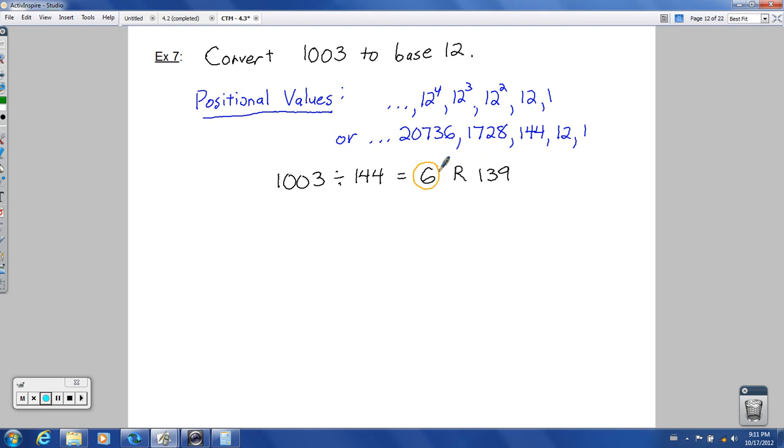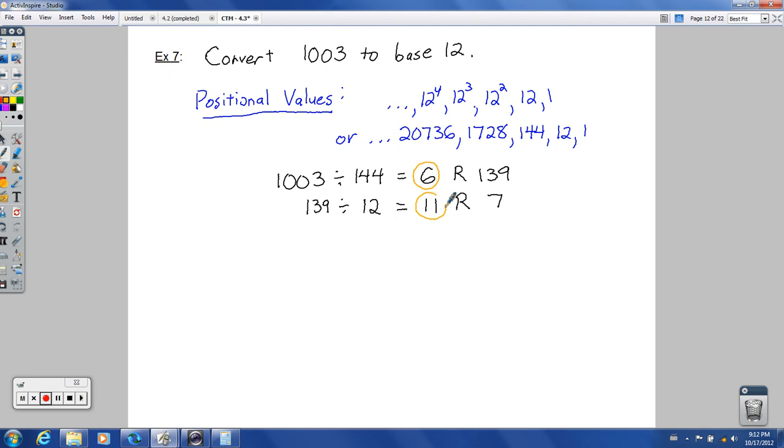I'm going to take 139 and divide it by the next place value, 12. How many whole times does 12 go into 139? I worked that out. I got 11 and a remainder of 7. Again, use your calculator to verify that. So this 11 is my next place value, and that goes in the 12's place. The 6 goes in the 144's, or 12 squared, place. And the last one here, this is my last place, a 7. So I can just write that down as my final place value.